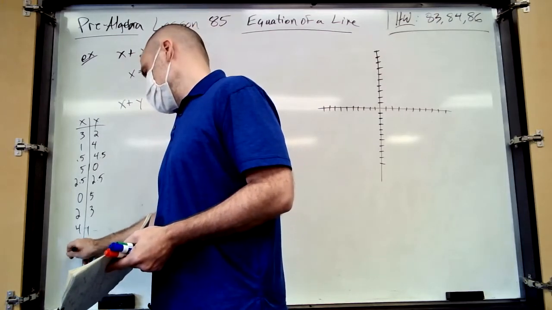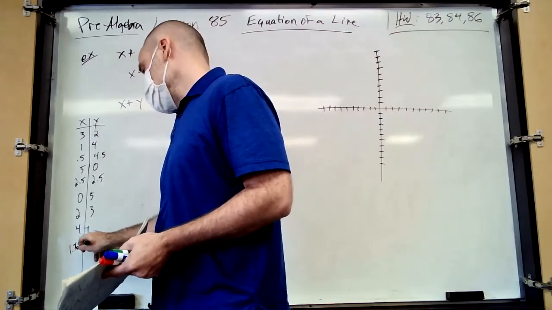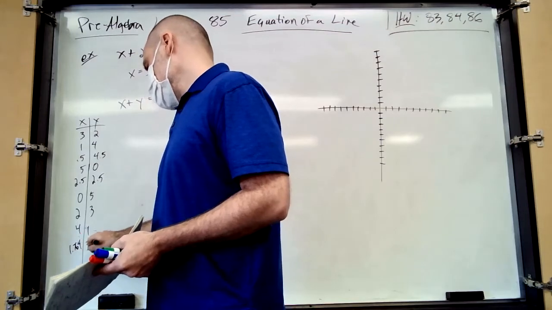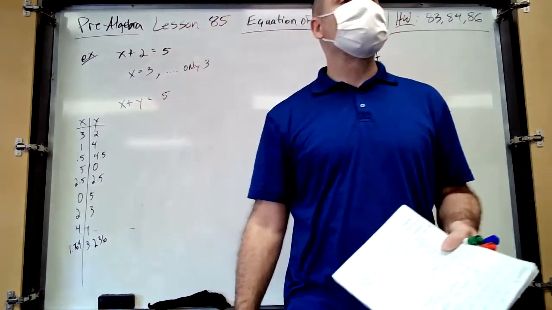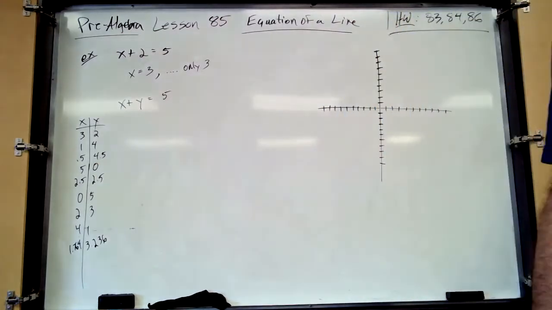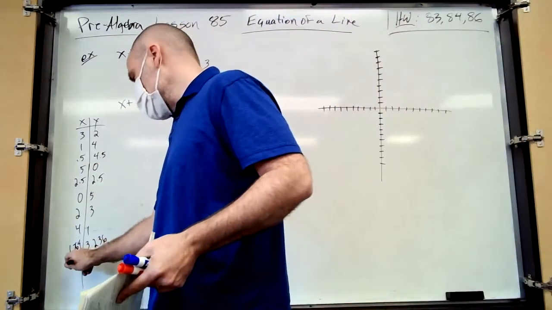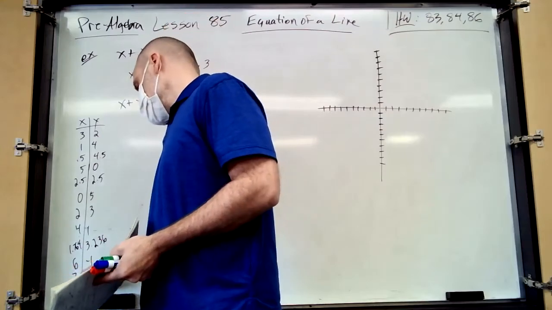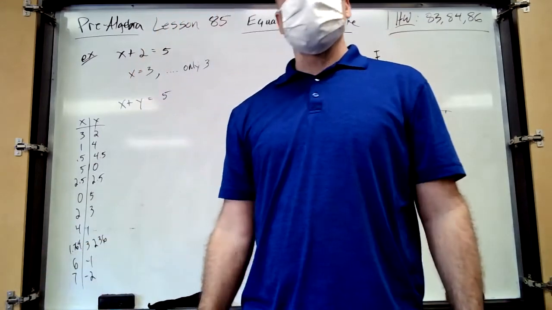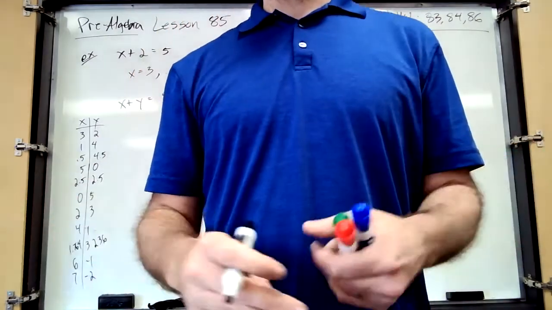1.764 and 3.236. 6 and -1. 7 and -2. And negative 15 and 20. So how many different solutions do we have?